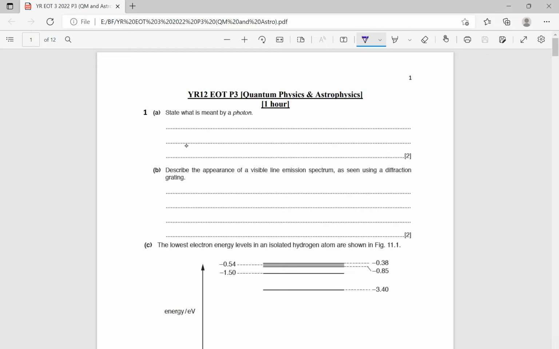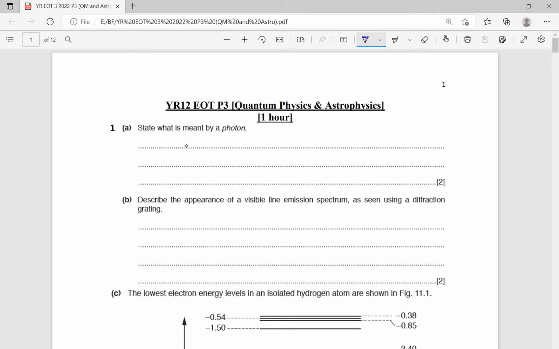Okay, so to begin with, number 1 was saying state what is meant by a photon. And throughout our class time, we have been defining a photon. So we said a photon is actually a packet of energy of electromagnetic radiation, or a quantum of energy of electromagnetic radiation, that is a photon.